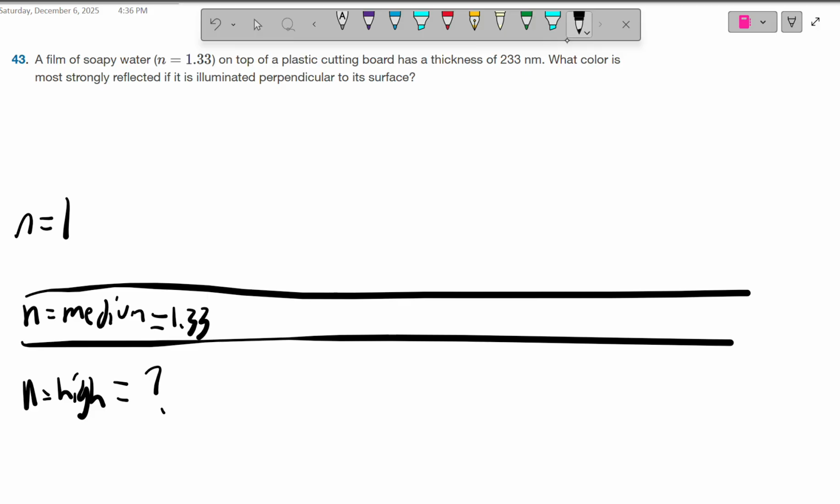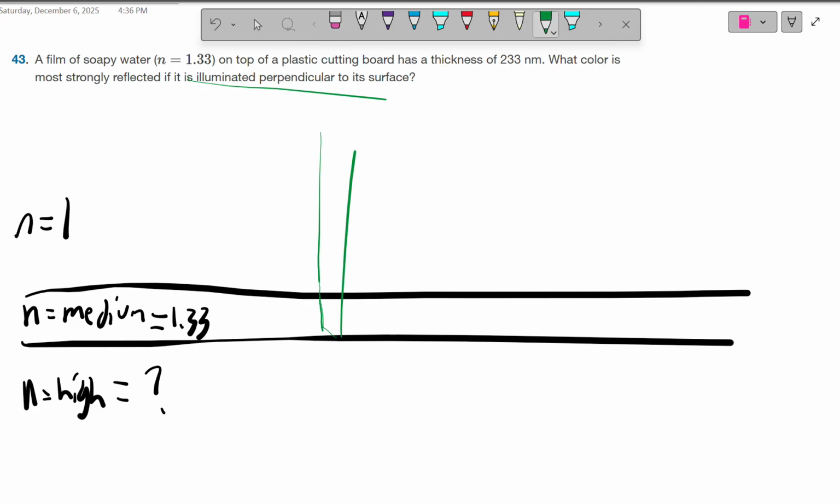What's happening here? We are shining light down. Let's say the light is green. Well, whatever it is, light comes down, and it travels through here. And by the way, we're illuminating perpendicular to its surface. It goes down, and then it comes back up.